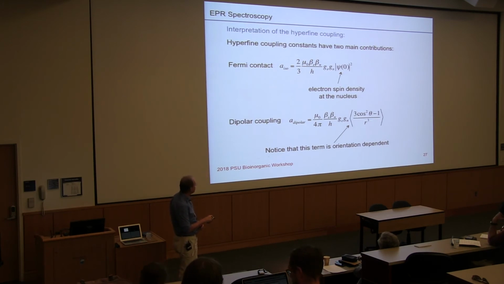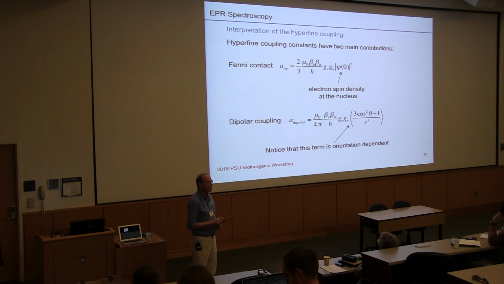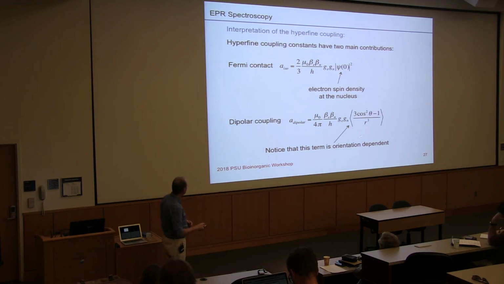If you stare at that long enough, you'll see that if I make theta equal to 0, that number is positive, and if I make it 90 degrees, you get a negative value. So the sign of the dipolar part of the coupling changes depending on this angle theta, which is the angle between the field and a vector between the nucleus and the electron. But anyway, the important takeaway here is just that the dipolar part is orientation dependent, and it changes sign depending on the orientation, right?